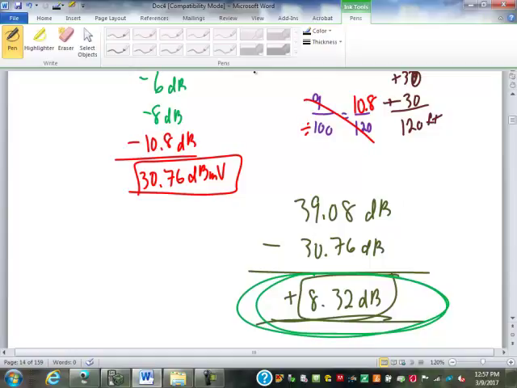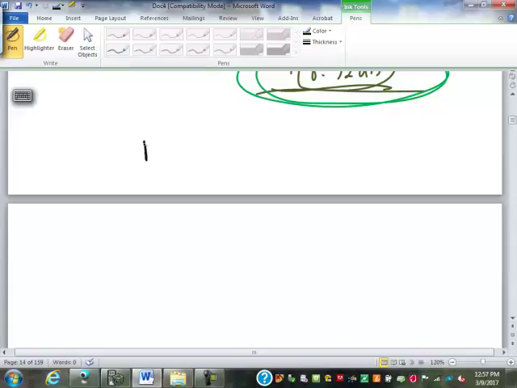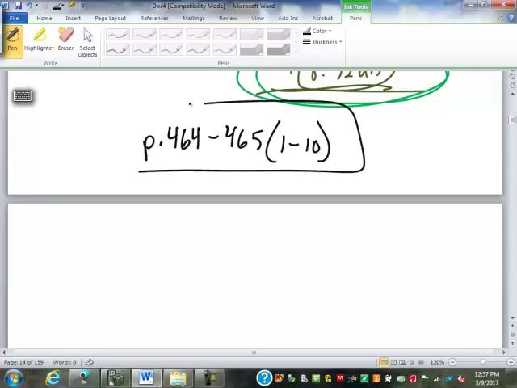I think what I'm going to do is let you go after these and try them. This is in that 21 packet, the new packet. Page 464 to 465, 1 through 10. There'll be at least a couple of questions in there on systems.